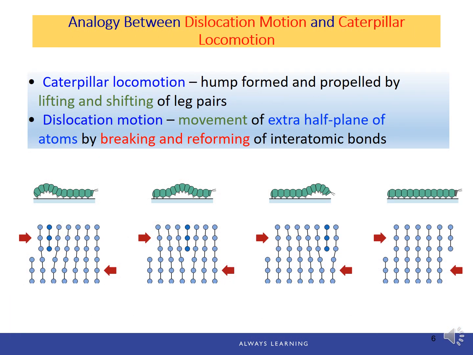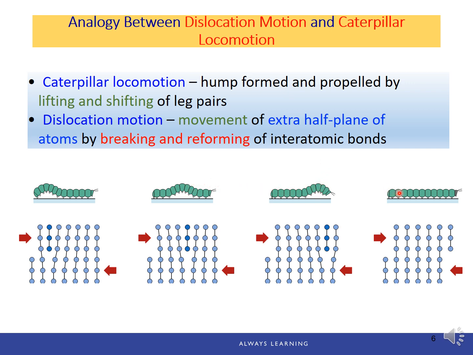We just mentioned that the carpet can move in stages like a caterpillar. Actually, dislocation motion is analogous to the mode of locomotion employed by a caterpillar. The caterpillar forms a hump near its end by pulling in its last pair of legs a unit leg distance. The hump is propelled forward by repeated lifting and shifting of leg pairs.